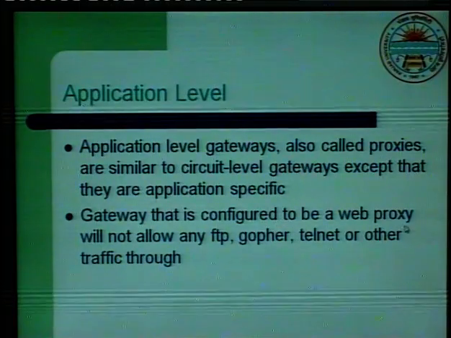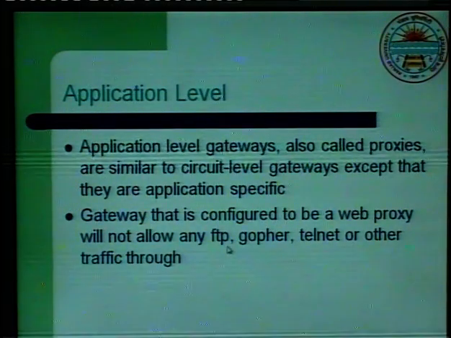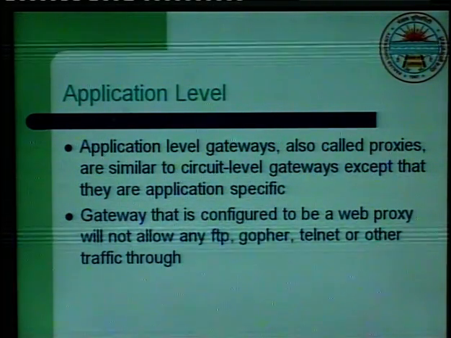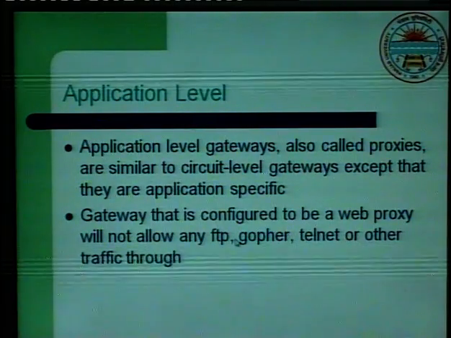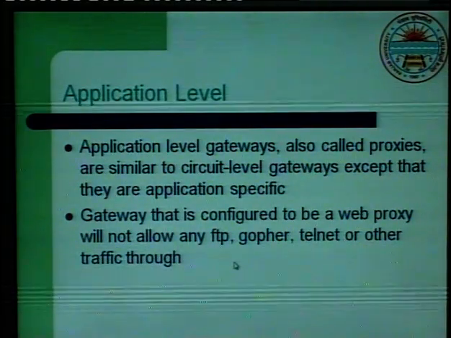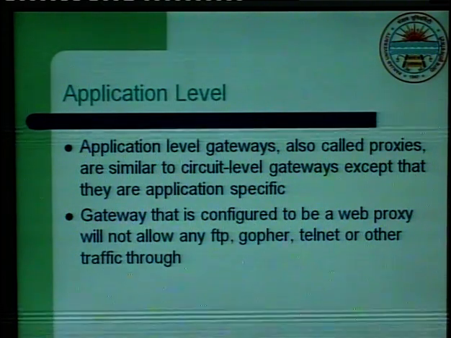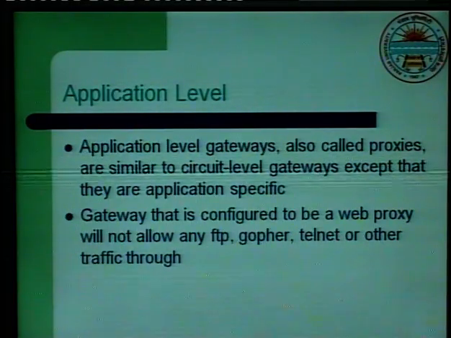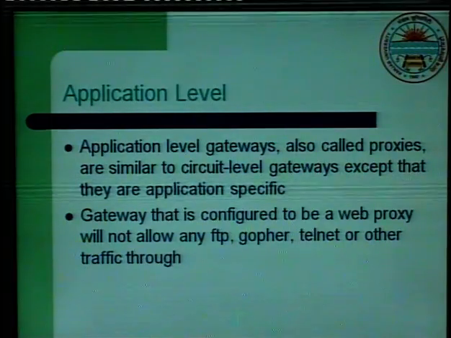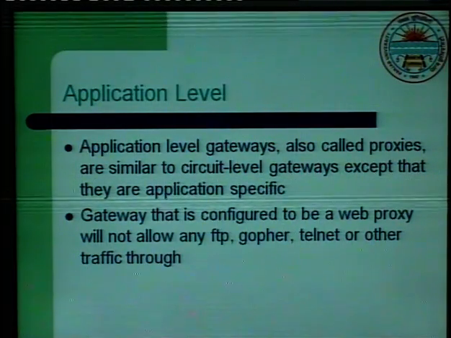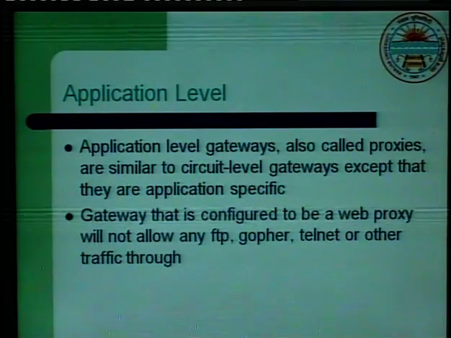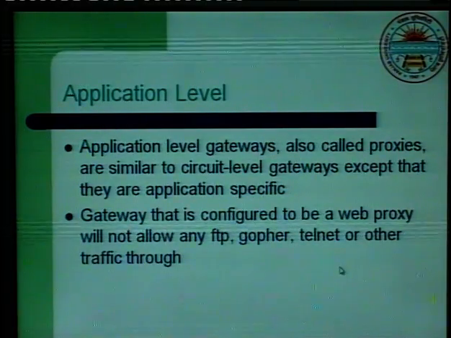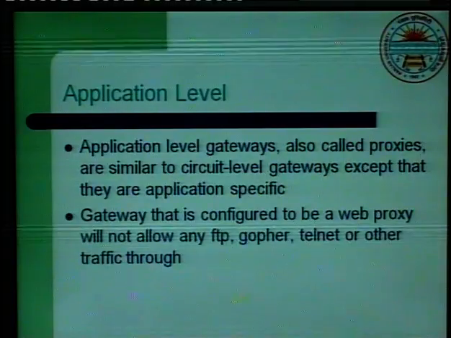A gateway that is configured to be a web proxy will not allow any FTP, Gopher, Telnet or other traffic to pass through your network. So, an application level firewall can provide a higher level of security. You can block a particular application, you can allow a particular type of traffic, because different services have different security holes. So, to avoid those security holes, you can block the traffic from a particular service by blocking a particular port number. So, this is an extension of circuit level gateways which are configured at the application level.